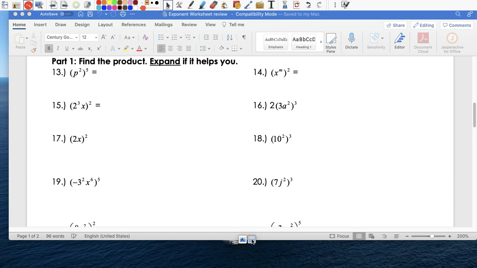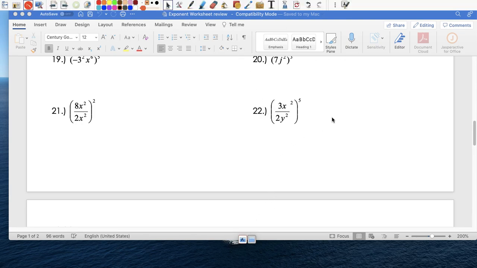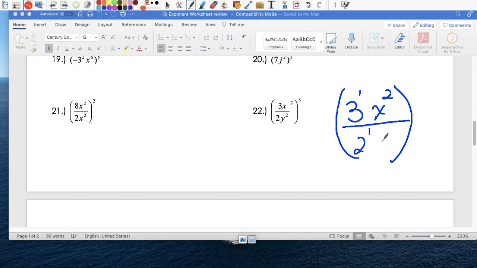So far, so good. Let's do 22. Excuse me. Let me just write this a little bigger. And I'm going to write an exponent of 1 here. X squared. This is 2 to the first power, y to the second power. And then there's a 5 outside. So again, the shortcut is to take that 5 and multiply it times every exponent inside the parentheses.